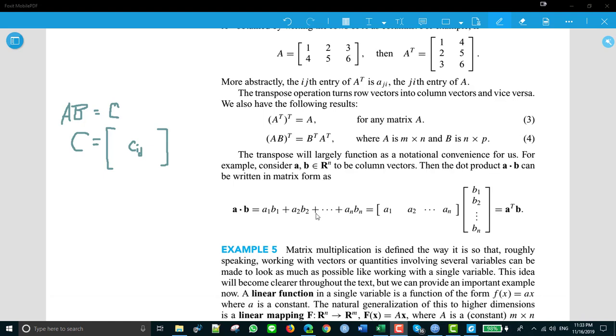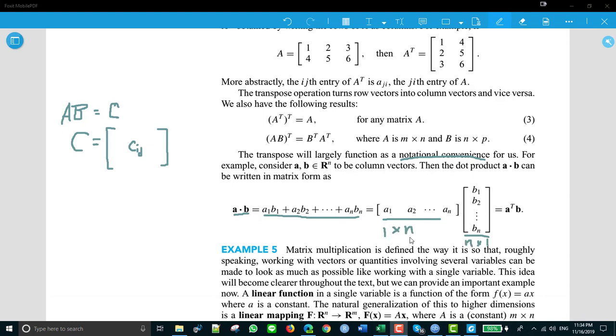Okay, so she says that for this course, the transpose is mostly just a notational convenience for us. So, in other words, if you have the dot product of A and B, we write it like this, but we could then write it like this and this. So what does that mean? Here, this is just the dot product, but here we're talking about doing matrix multiplication.